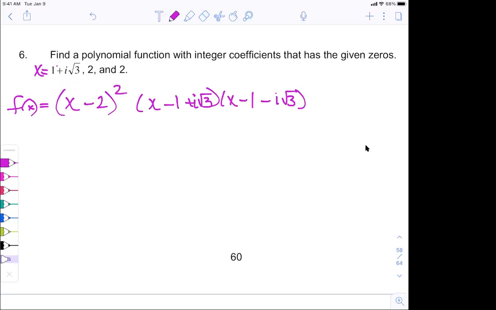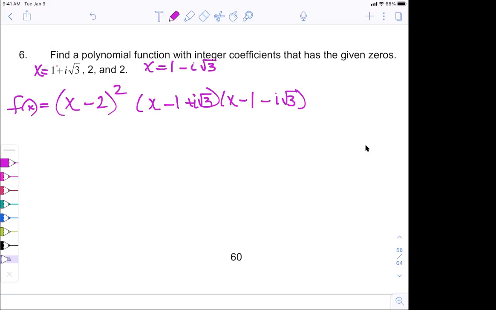So if you have one imaginary 0, you will also have a second imaginary 0. As she said, they are conjugates. They always occur together as pairs. So if I have 1 plus i root 3, I also have 1 minus i root 3. So they will always occur together in pairs.